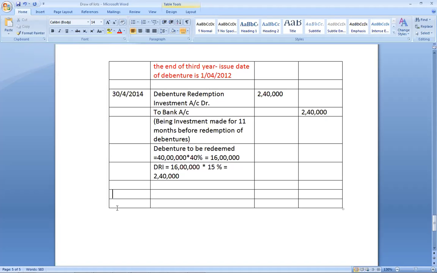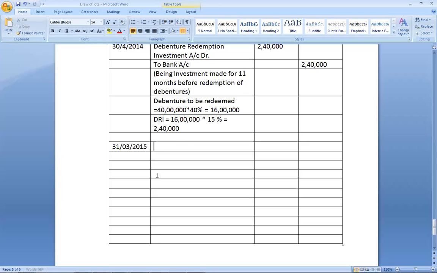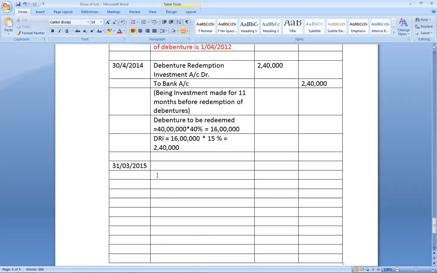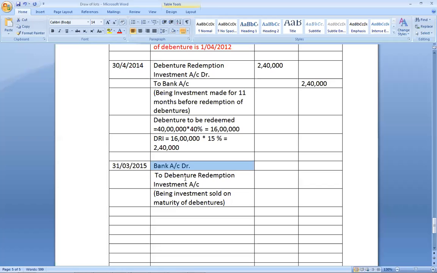Now we will encash this investment on the maturity. This is the maturity date. We will encash the investment. We will pass the reverse entry. Bank account debit. We are selling the investment. Bank account debit to debenture redemption investment account. We are selling the investment, money is coming in, so investment will be credited.